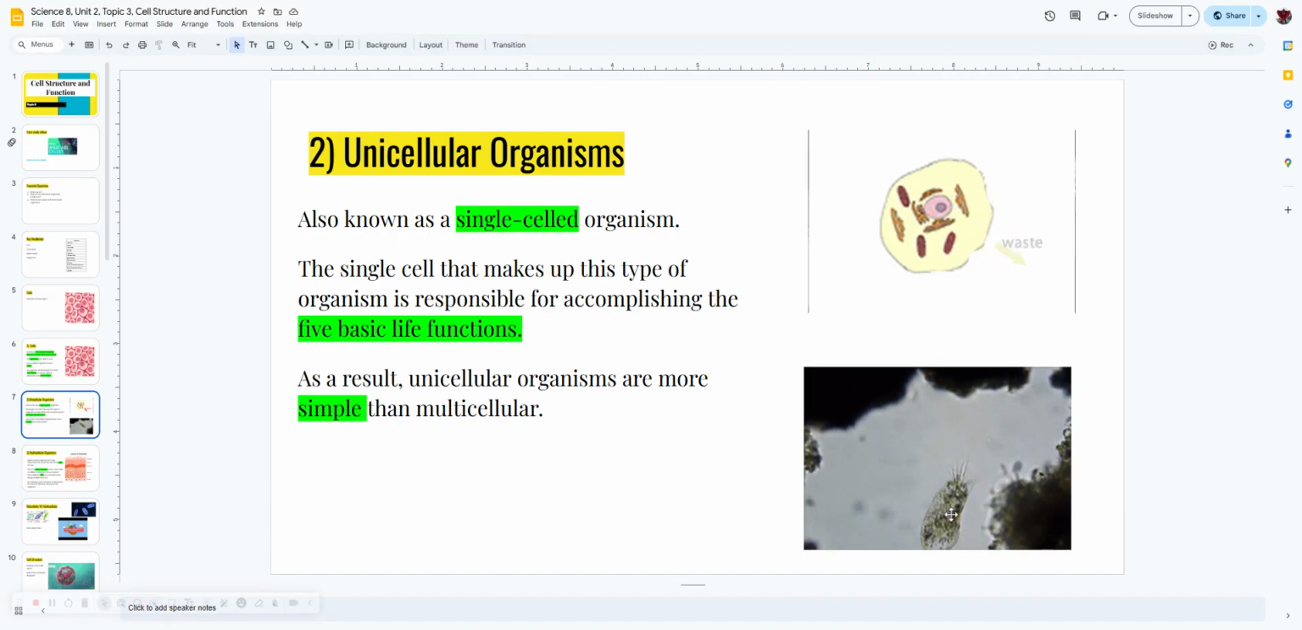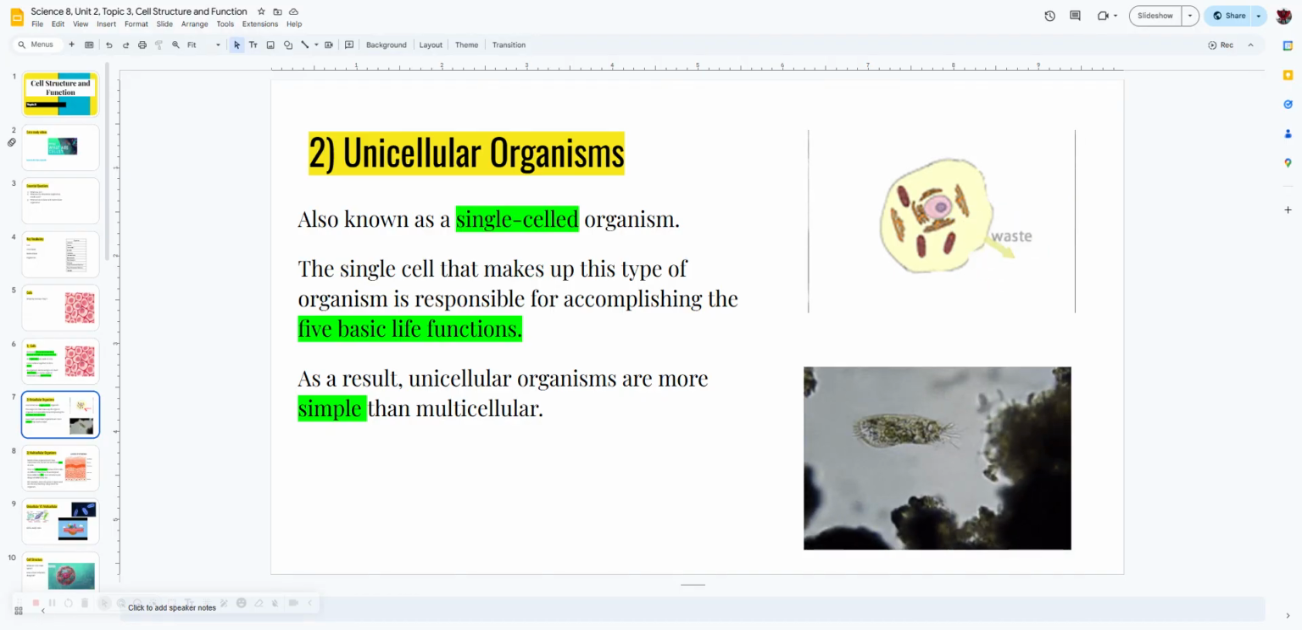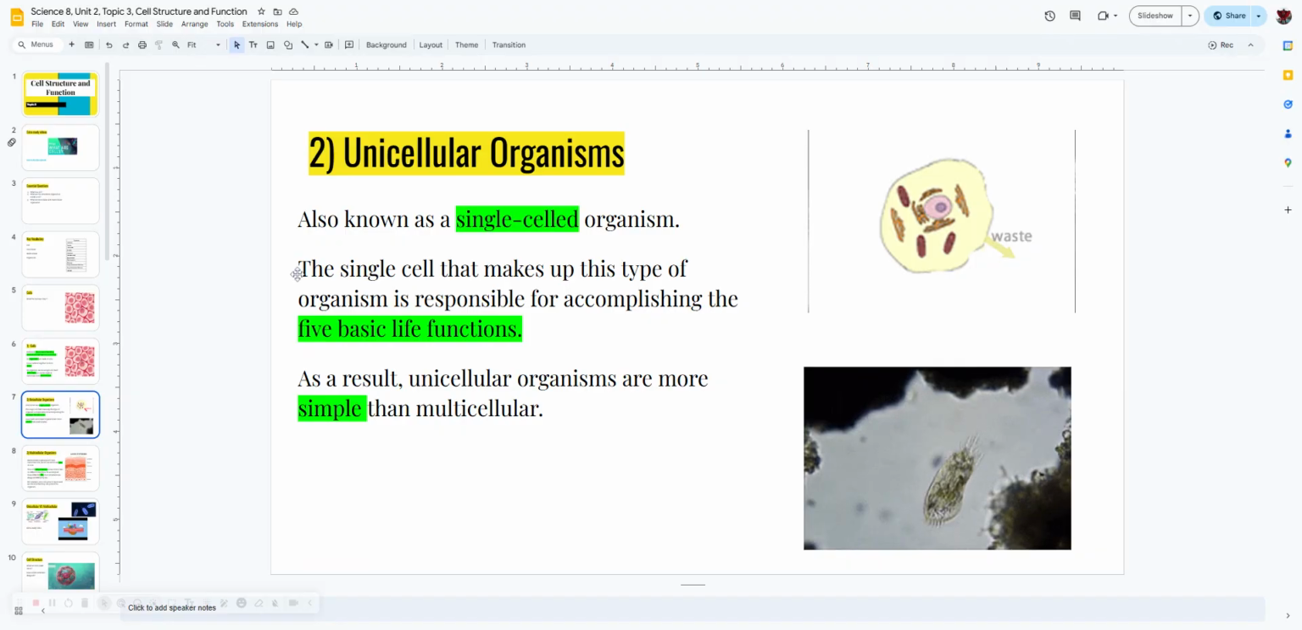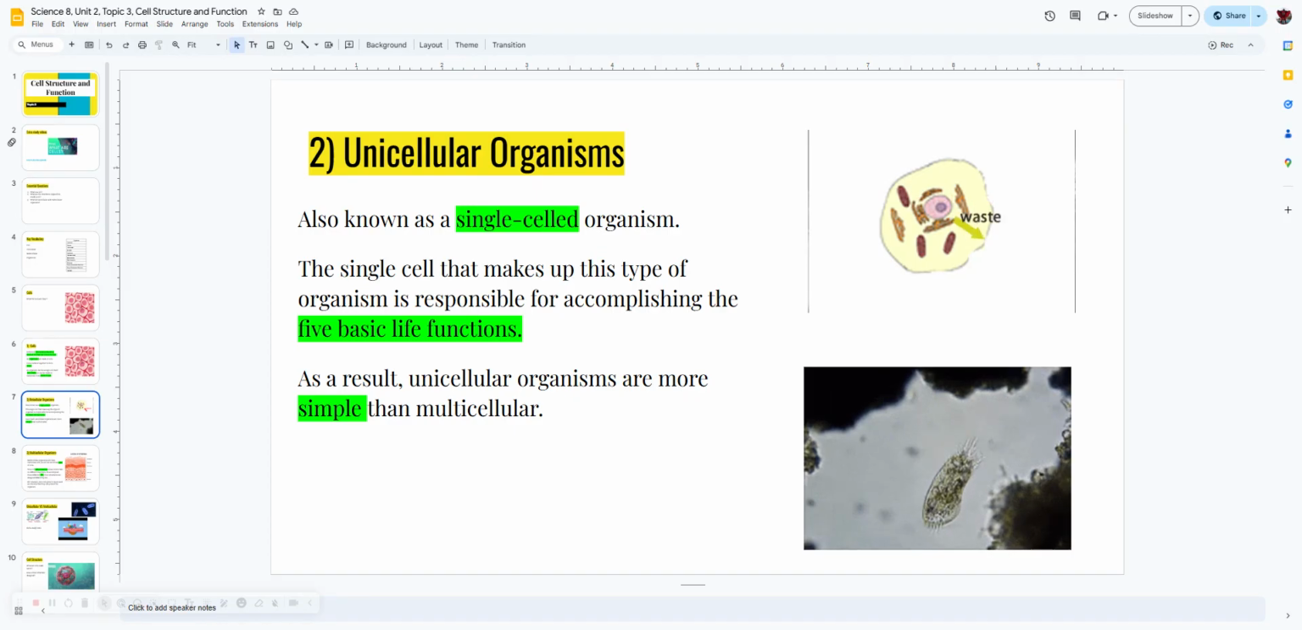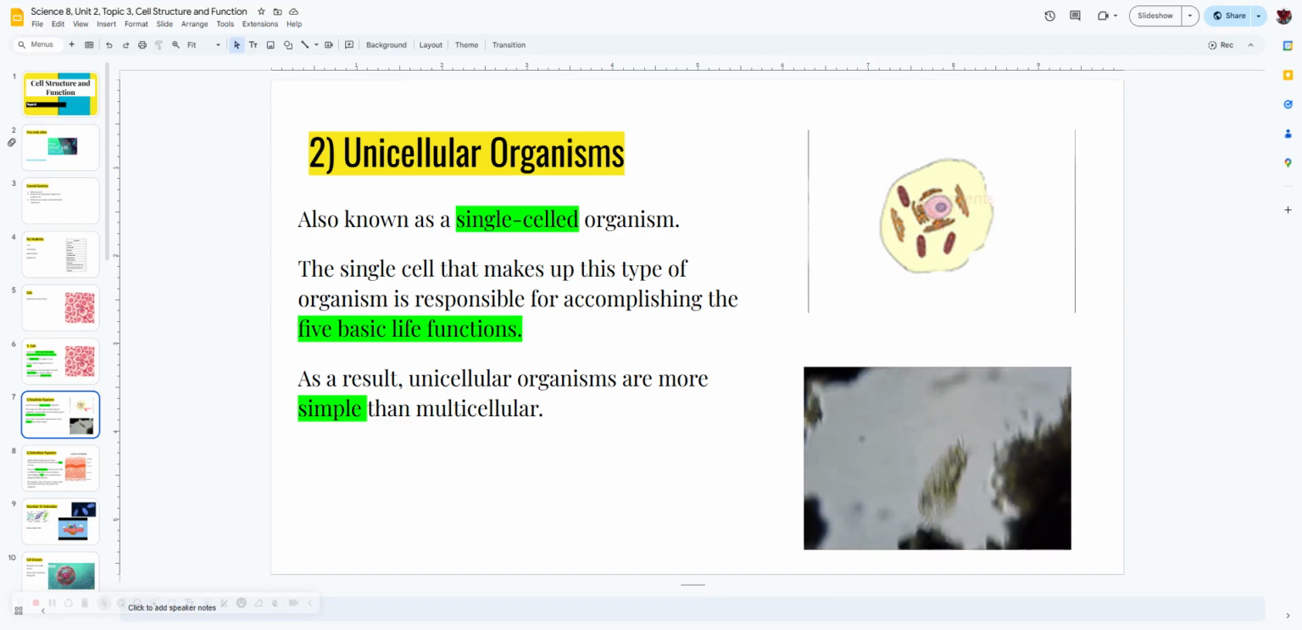And he is unicellular because he only has 1 cell that makes up its entire body, okay? The single cell that makes up this type of organism is responsible for accomplishing the 5 basic life functions. So if you remember back to topic 1, for something to be classified as alive, it has to be able to meet the 5 basic life functions. So remember, that is, it needs to be able to grow, it needs to be able to take in energy of some kind. It needs to be able to produce waste. It needs to be able to reproduce, and it needs to be able to respond to its environment.